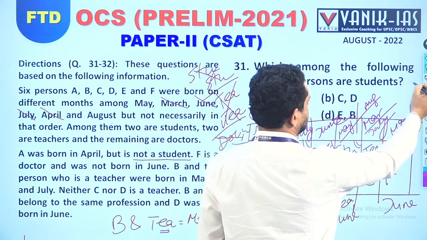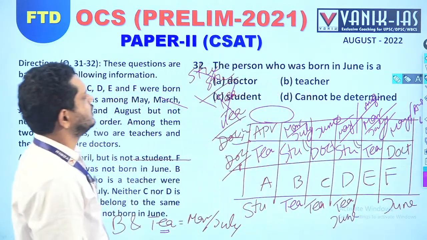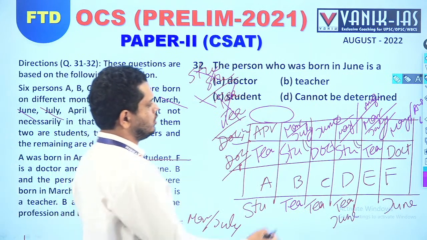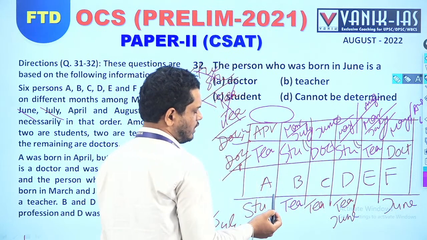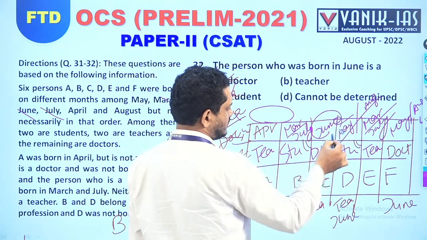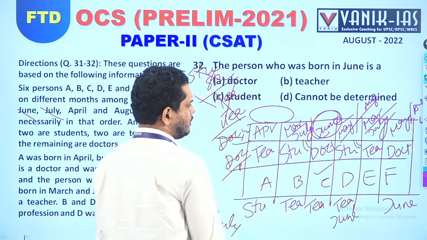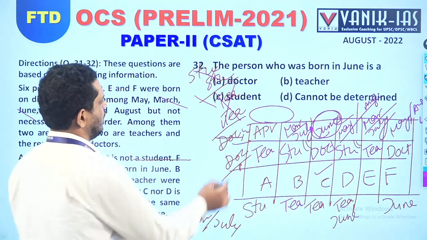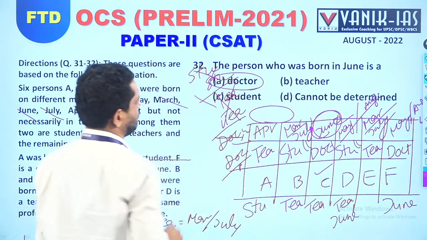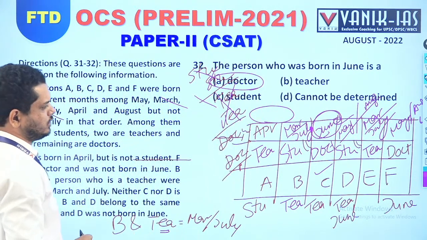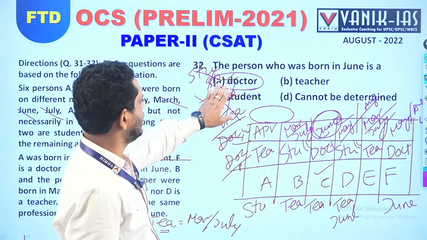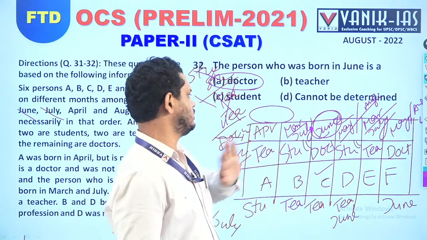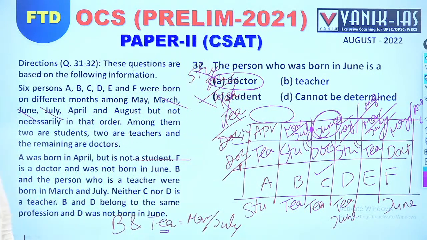And the next question is the person who was born in June. For the rest of the months there may be confusion, I mean that has not been cleared, but for June, it's clearly visible for C. C is a doctor, and we can go for doctor as the correct answer. The person who was born in June is a doctor. Because for the rest of the doctors, it may not be cleared. Now, we can go for doctor as the correct answer for June. So, the correct one, 32, must be A, and we'll move to the next question.